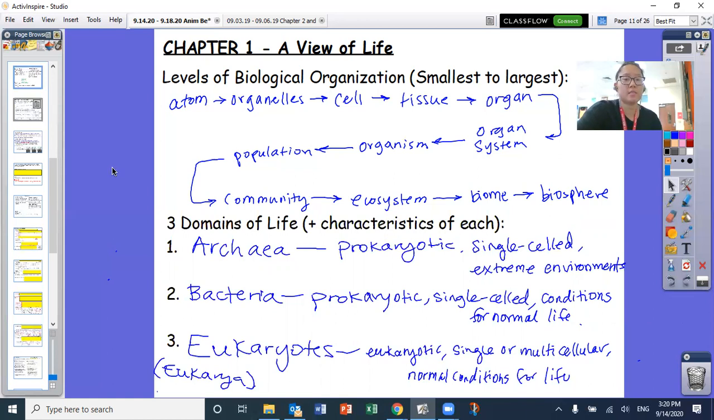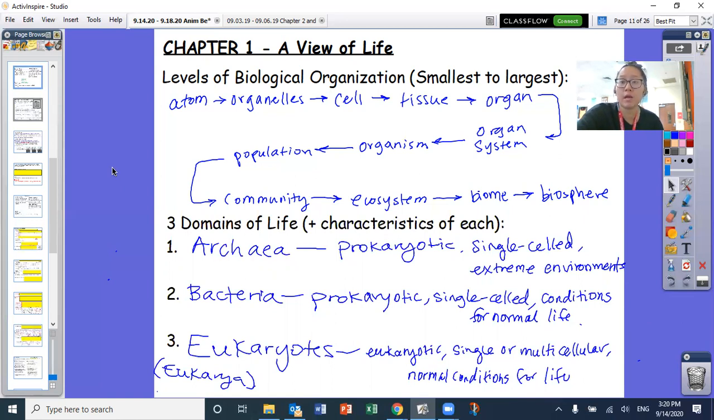So there are 3 domains of life, and I've listed some characteristics for you to look at as well. So the first one is archaea, and these are prokaryotic, which means that they do not have a nucleus, right? They are single-celled, which means that they require a microscope to see them, and they live in extreme environments, right? And by extreme, I don't mean extreme sports, like skiing, snowboarding, right? I mean more like environments where it would be hard for you to live or sustain living without any equipment, right?